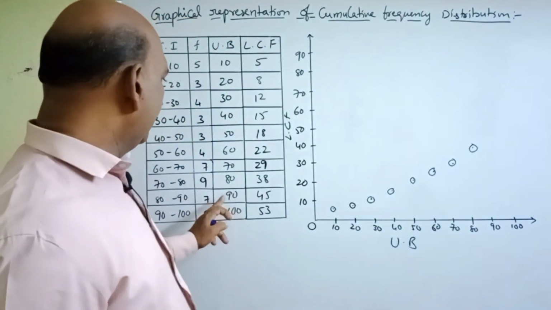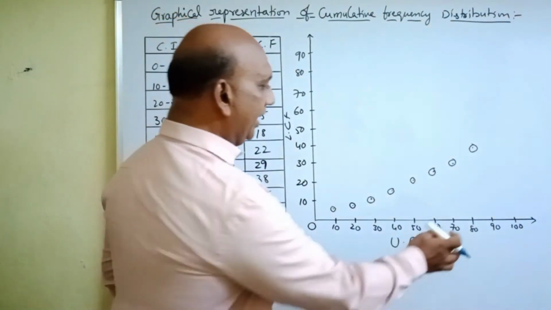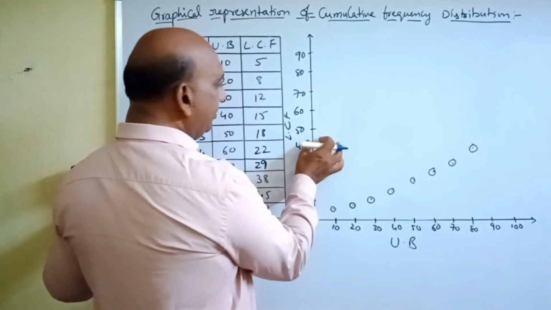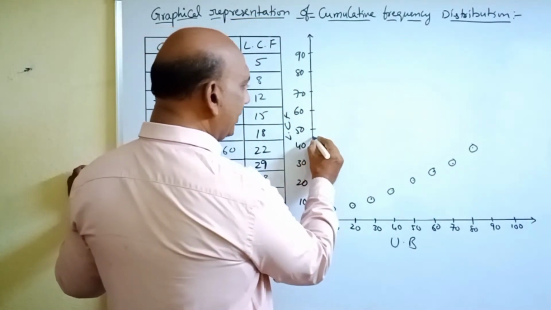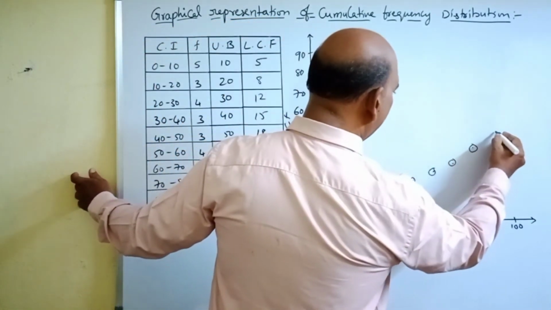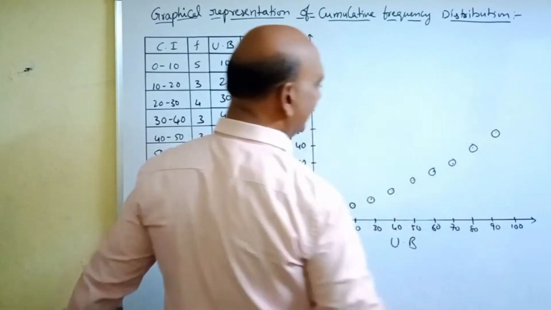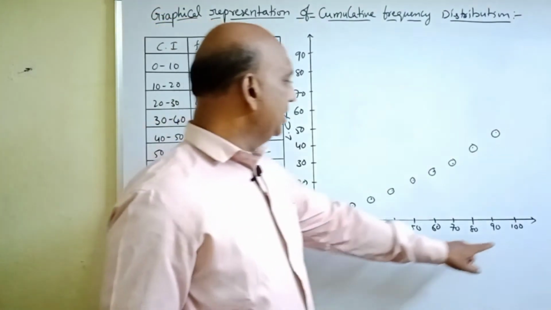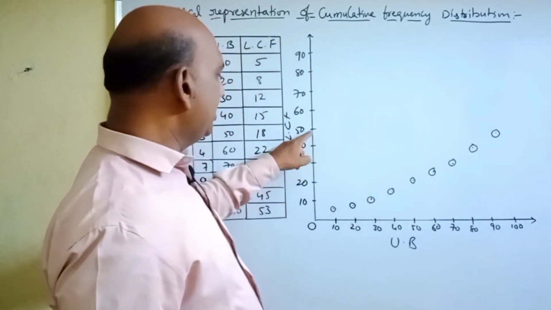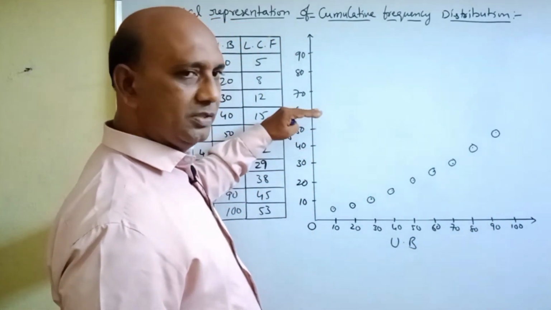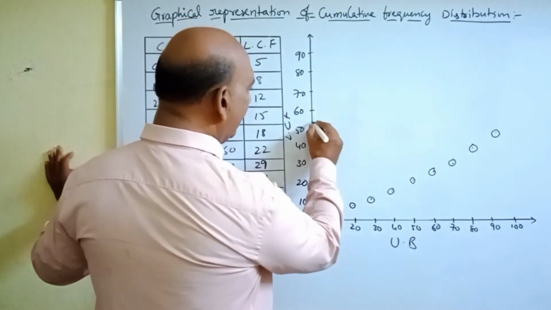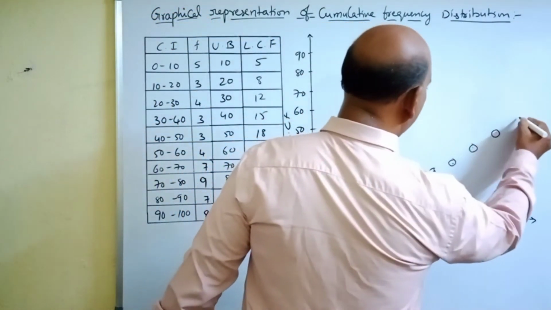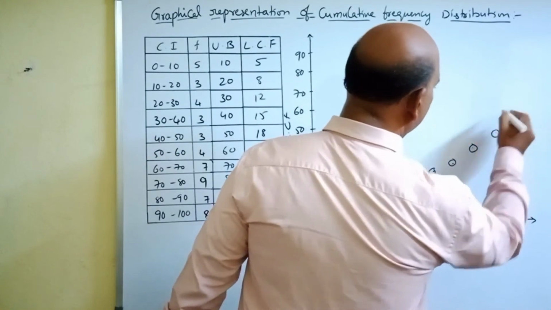And then 90, 45. 90 is here and 45 means between 40 and 50. So from here the perpendicular distance, and from 90 you will get a point like this. And then 100 and 53. This is 100 and 53 means just above the 53 lines. That means from here you will get a point of intersection like this.